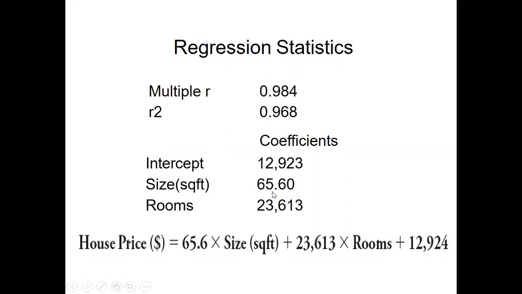We have to take the size times its coefficient. The size of the house is a given value; if we give the size of the house, it has to predict what the price of the house will be. Then the rooms, with the coefficient value of the rooms, plus the intercept, that is B0. So we get the formula like this, and the equation tells us 97%.